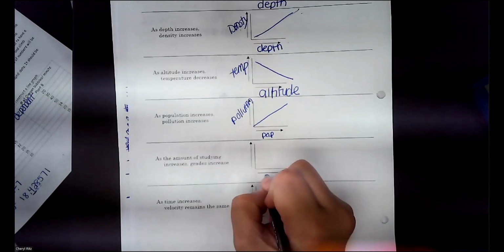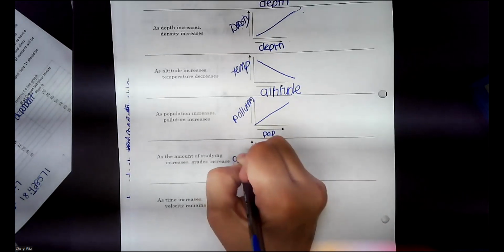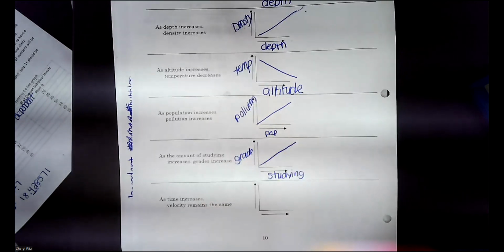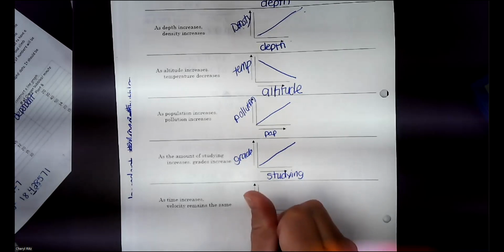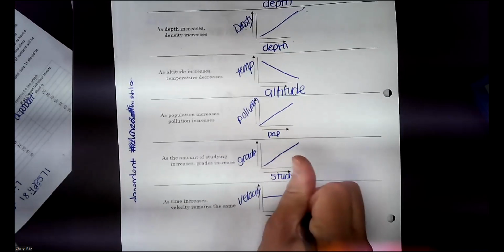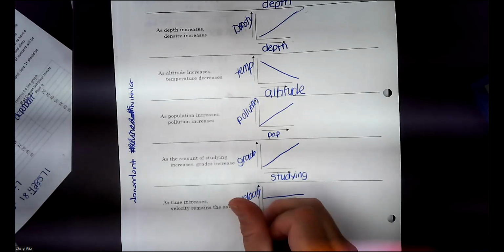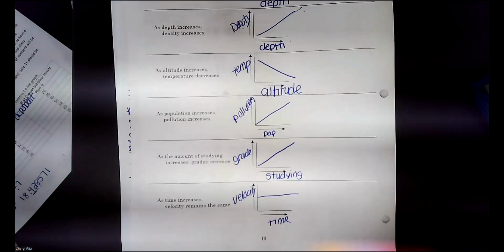How about the amount of studying increase? As the amount of studying increases, the grade increases. Studying here, and grade. And that's an increase. How about time, velocity stays the same? Yep. So we got time, velocity, and a flat line. Guys, it didn't matter how you did it. You could have put your flat line down here or up here or somewhere in between, as long as it's a flat line, despite what my graph looks like. It's supposed to be a perfectly flat line.